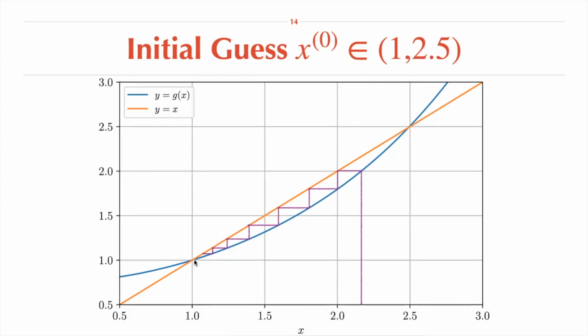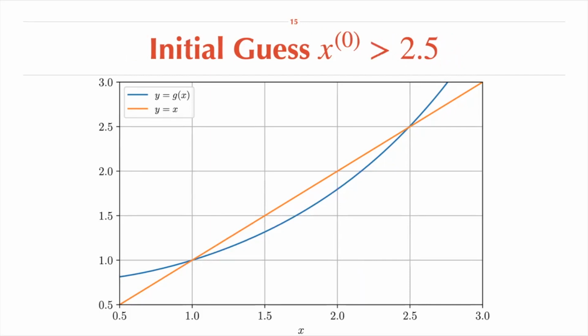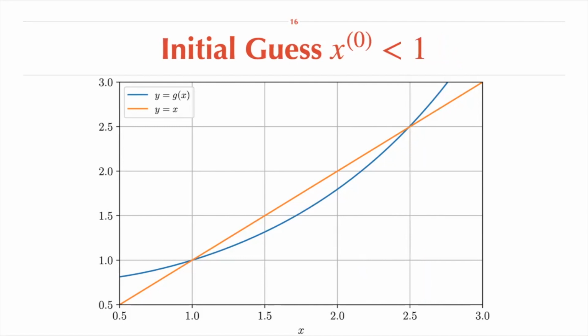If you just keep improving it, x = g(x), so x_{k+1} = g(x_k), and you are able to see that it is converging towards 1. Now what happens when you take the initial guess to be greater than 2.5? In this case it is not converging. Though there are two roots, the solution is not converging to this point. If at all it is converging, it is converging to this point, as you will see next. The third possibility is that it is less than 1. Now it is again converging to that point.